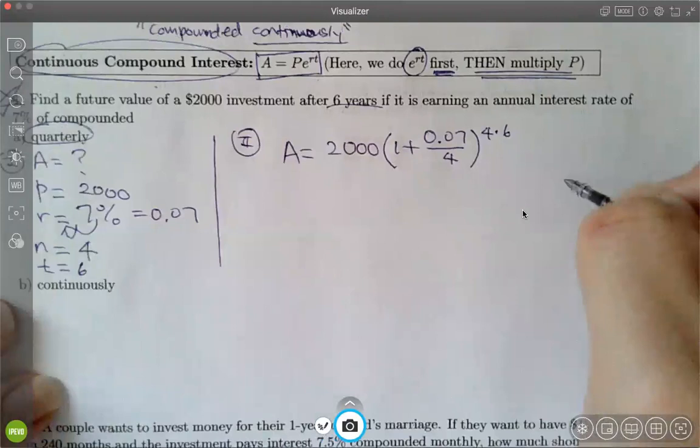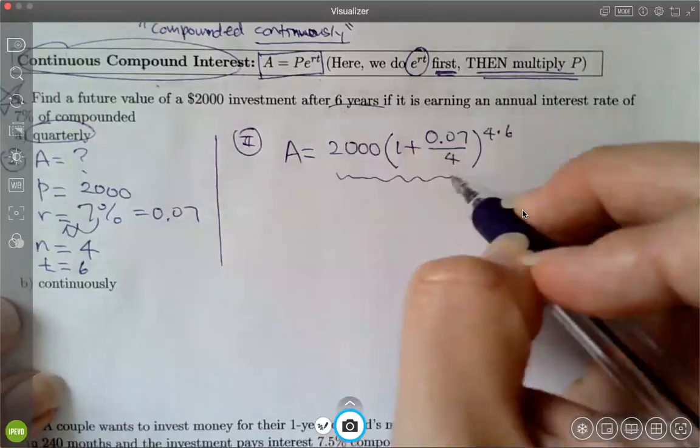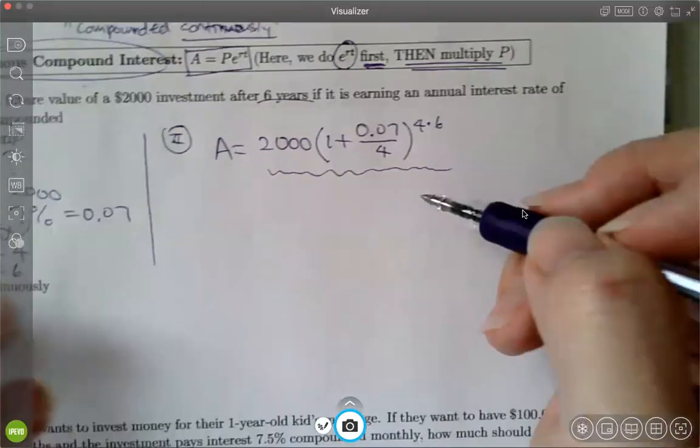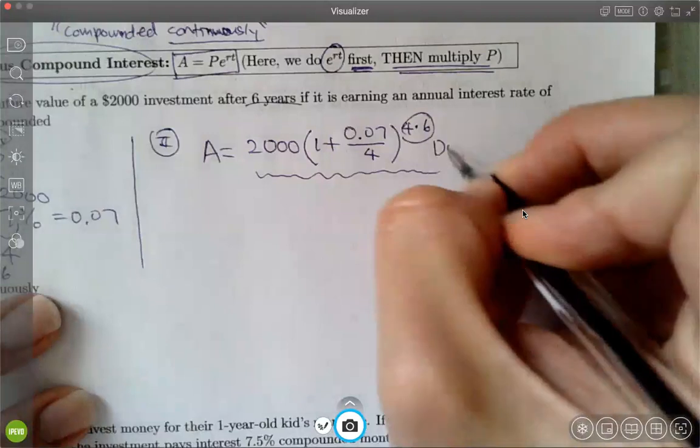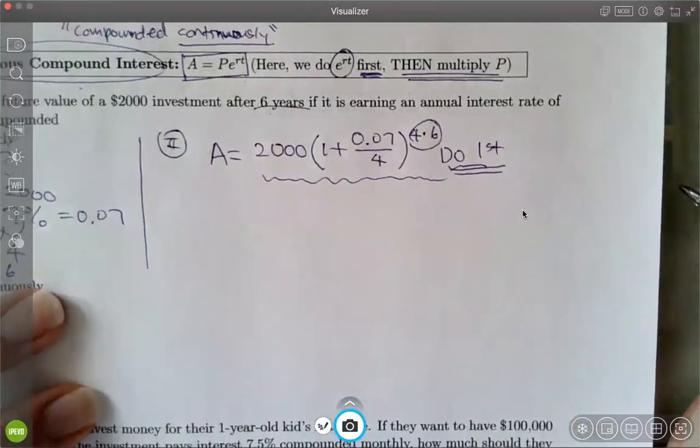People usually get that, and then they stumble. Where? Some of them, not everyone, cannot evaluate this expression properly. So here is my recommendation. Number 1, do the exponent first. You can do it by hand or in your brain, because if you don't know what 4 times 6 is, then I guess you should go back to many years ago. So that is 24.